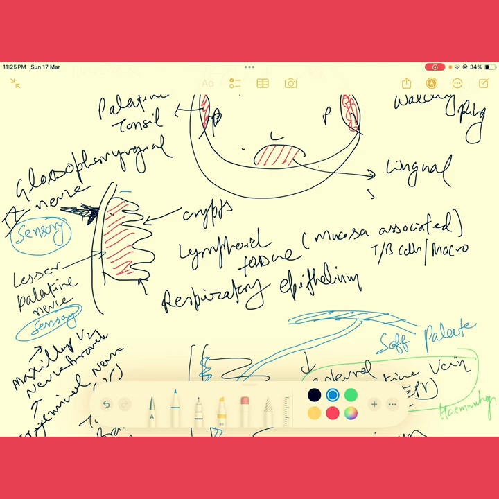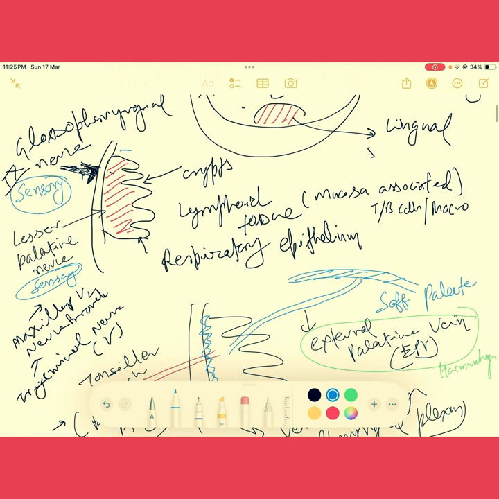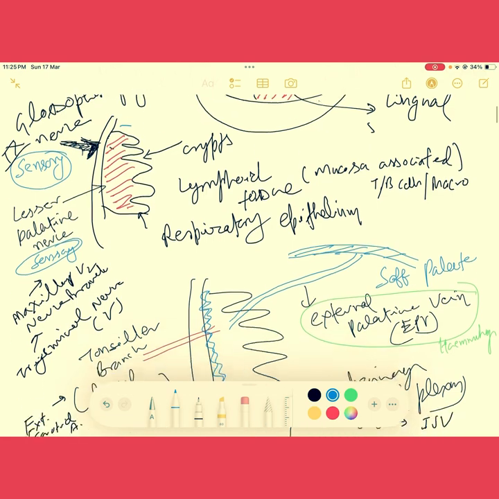The sensory nerve supply of the palatine tonsil is mainly the glossopharyngeal nerve, the ninth cranial nerve, and the lesser palatine nerve, which is a branch of the maxillary nerve, which is a branch of the trigeminal nerve, the fifth cranial nerve.